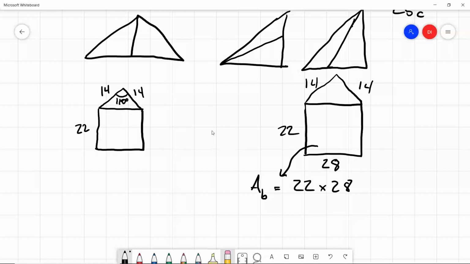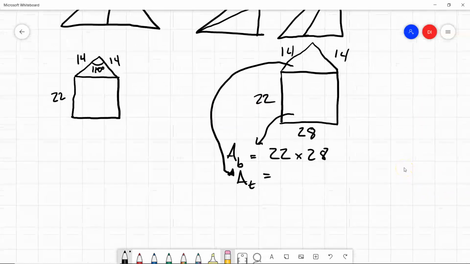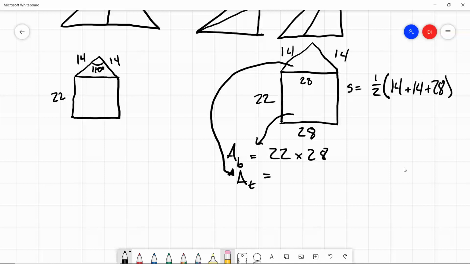Now, when we talk about the second area right here, the area of the triangle is going to be found using Heron's formula. So we move that 28 up here because it is a box. This length is going to be the same as this length. And Heron's formula requires you to find the semi-perimeter, which is half of the total perimeter. So we do 14 plus 14 plus 28, which is going to give us 28, exactly.